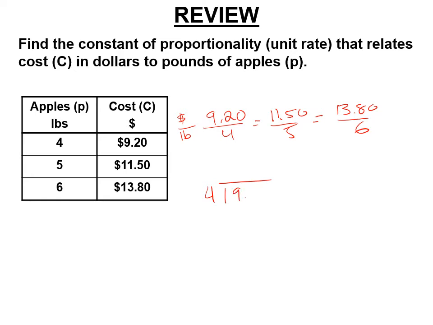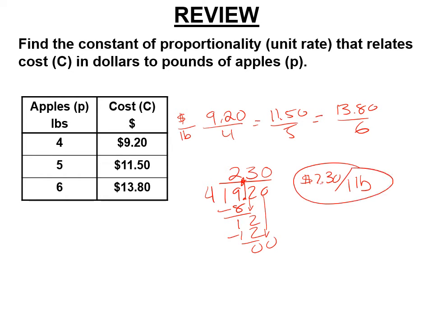I'm going to do 9.2 divided by 4. 4 goes into 9 twice. 2 times 4 is 8. Remainder 1. Decimal straight up. 2 down. 4 into 12, 3. 3 times 4 is 12. Bring down the 0. 4 into 0. And so, all right. So, is this money? Yes, it is. It's $2.30 for 1 pound. That's the unit rate.